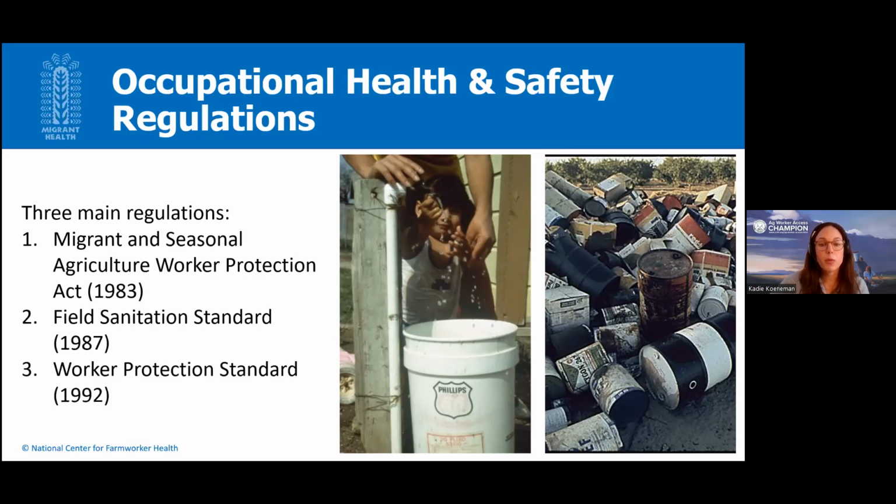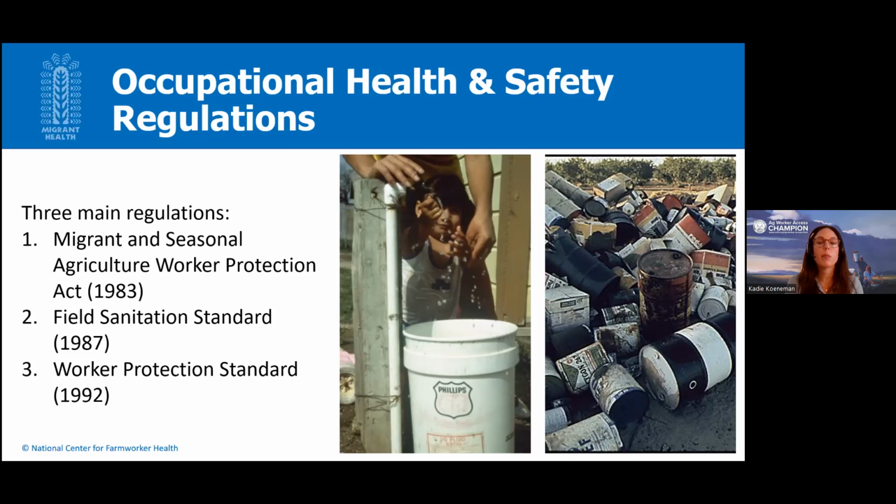Third is the Environmental Protection Agency, the Worker Protection Standard of 1992. This federal regulation was designed to reduce pesticide poisoning by requiring safety training, notification of when pesticide is applied, and the use of personal protective equipment, as well as restricting entry and exit after pesticide application, providing decontamination supplies, and having emergency medical assistance.